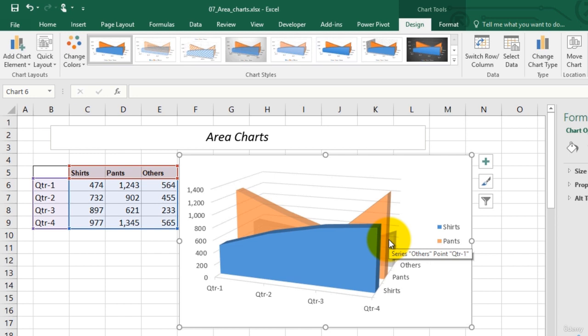So although this chart may look visually appealing to a lot of people, since data is often obscured behind the other data series, this chart type is not recommended for business use most of the times.